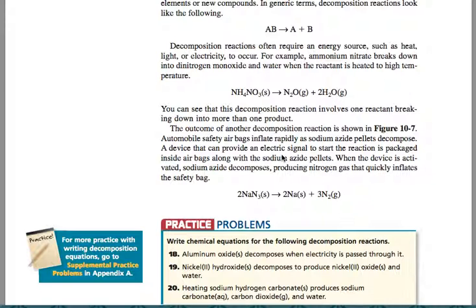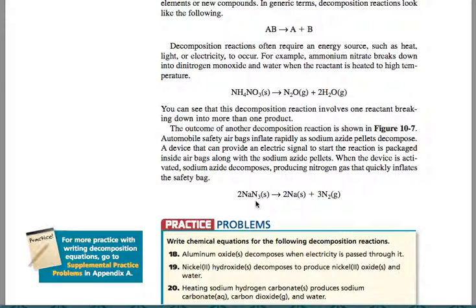The outcome of another decomposition reaction is shown in figure 10-7. Automobile safety airbags inflate rapidly as sodium azide pellets decompose. A device that can provide an electrical signal to start the reaction is packaged inside airbags along with the sodium azide pellets. When the device is activated, sodium azide decomposes, producing nitrogen gas that quickly inflates the safety bag.